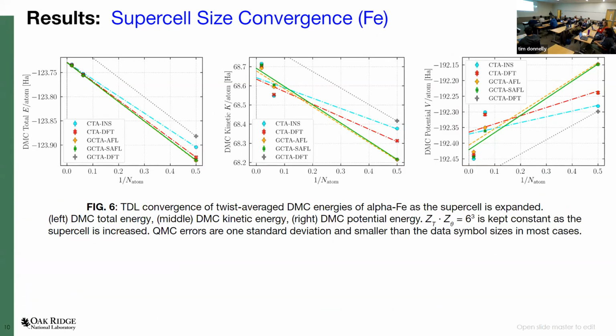Again, coming back to iron, extrapolating to the thermodynamic limit, you see in total energies very nicely linear extrapolations. Some of the GCTAs again show some change, but in this case, with total energies, it's difficult to see the differences. But if we look at the energy components, you can see the differences better. For example, with this red line, you see a big change in the slope, whereas with the green and the yellow one, it's not perfect, but it's a move in the right direction.